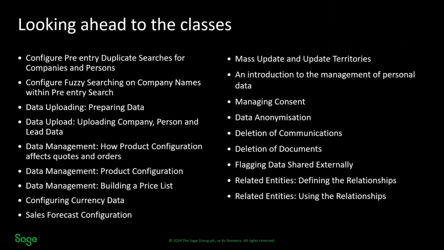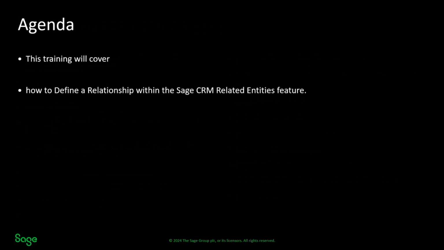So we are completing our discussion of the relationships feature by looking at the administration side of things now, rather than looking at the way in which a user deals with the relationships. So specifically in this lesson, we're going to be covering the knowledge needed to understand how to go about defining a relationship within the Sage CRM Related Entities feature.